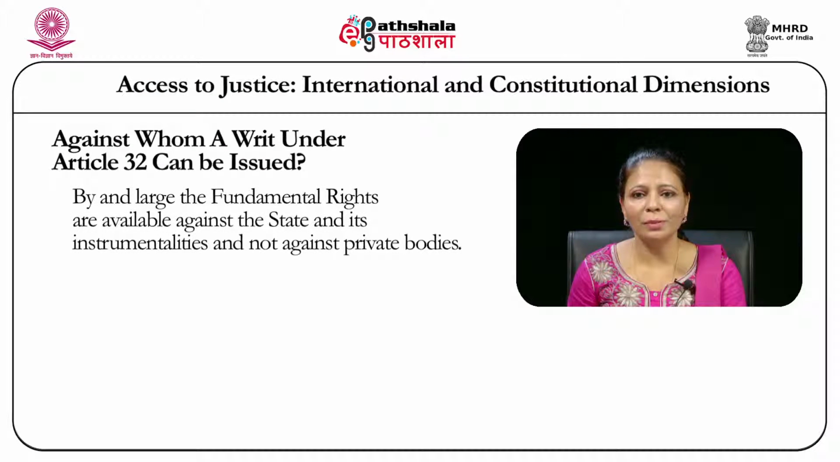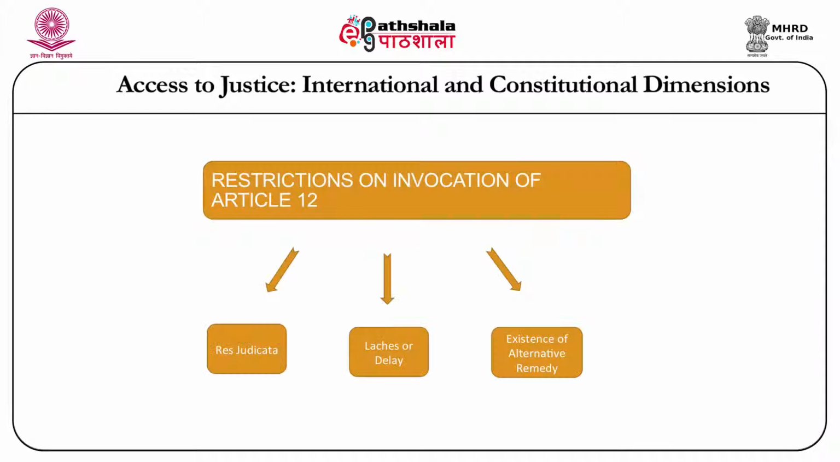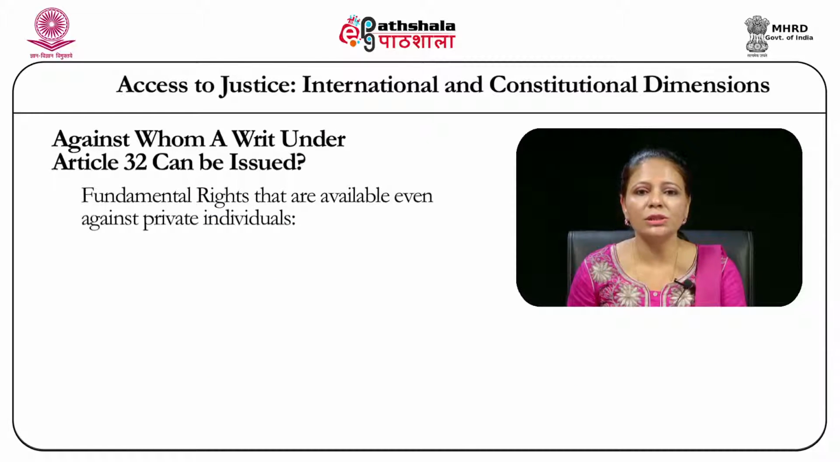Now we shall learn against whom a writ under Article 32 can be issued. Most of the fundamental rights are available against the state and its instrumentalities and not against private bodies. The term state is defined in Article 12 of the Constitution. Article 12 provides that the state includes the government and Parliament of India, the government and the legislature of each of the states, and all local or other authorities within the territory of India or under the control of the Government of India. But there are a few fundamental rights which are available even against private individuals.